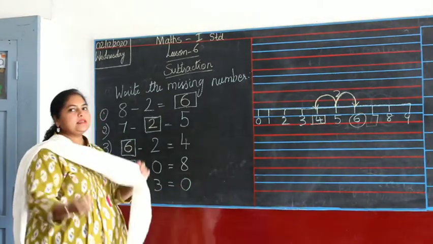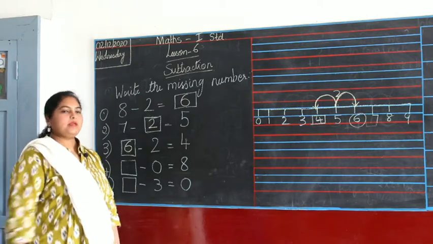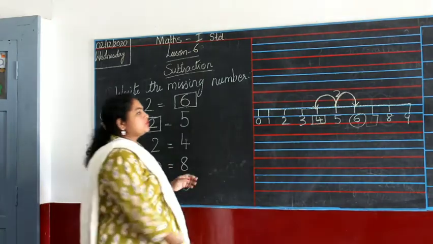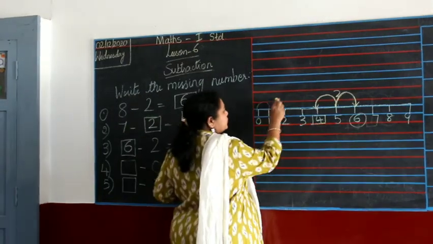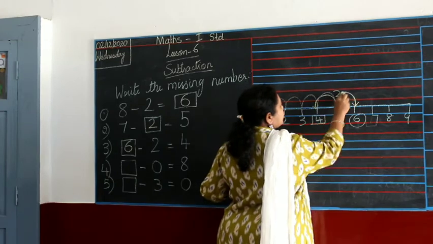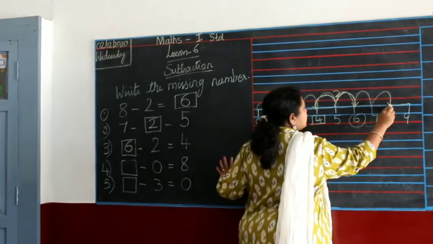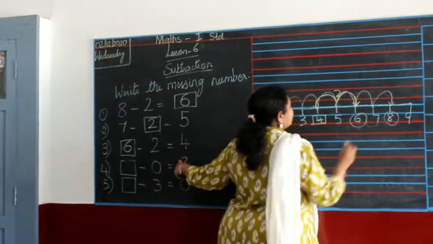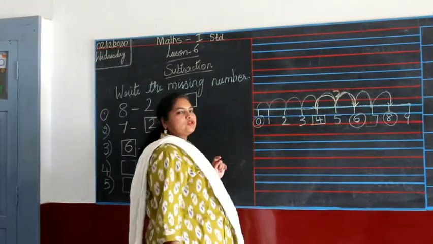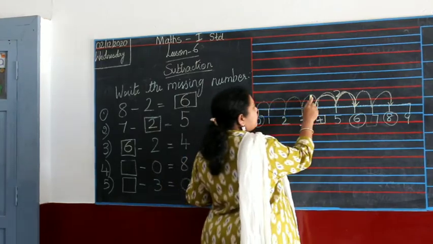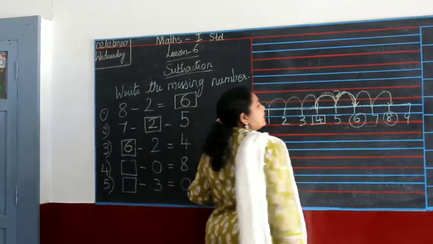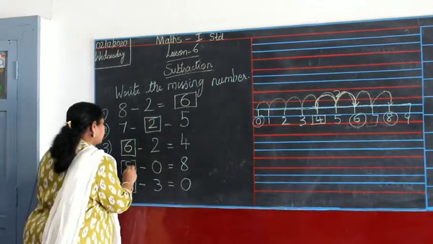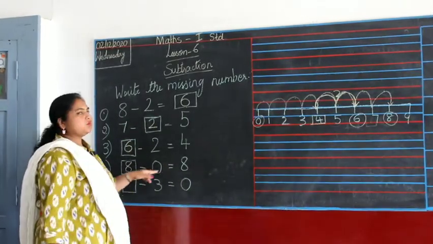So next, again we need one big number from which we will minus 0. Anything minus 0 will be the same number. So 8 minus 0 will be 8. For instance, from 0 you will jump 1, 2, 3, 4, 5, 6, 7, 8. Okay, so you get 8. So from 0 you jump to 8. So how many jumps did you make? 1, 2, 3, 4, 5, 6, 7, 8. 8 jumps on the number line gives you 8. So 8 minus 0 is 8.